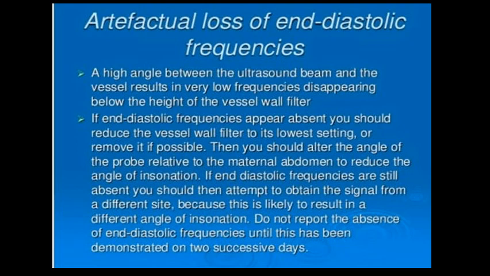A high angle between the ultrasound beam and the vessel results in very low frequencies disappearing below the height of the vessel wall filter. If end diastolic frequencies appear absent, you should reduce the vessel wall filter to its lowest setting or remove if it is possible. Then you should alter the angle of the probe relative to the maternal abdomen to reduce the angle of insonation. If end diastolic frequencies are still absent, you should then attempt to obtain the signal from a different side, because this is likely to result in a different angle of insonation. Do not report the absence of end diastolic frequencies unless this has been demonstrated on 2 successive days.